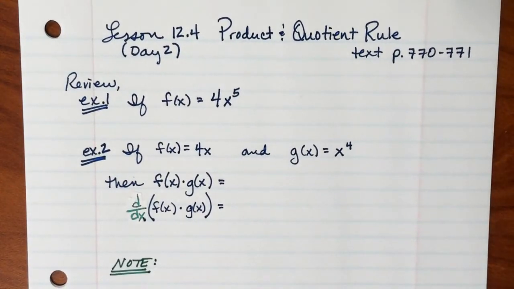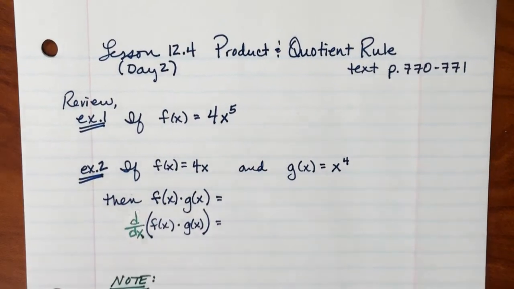This lesson is going to take the idea of the derivative and we're going to take it a little bit further. We're going to do something called the Product and Quotient Rule. This is at the end of section 12.4. It's the last 2 pages. I'd like to first begin with a review of the derivative.